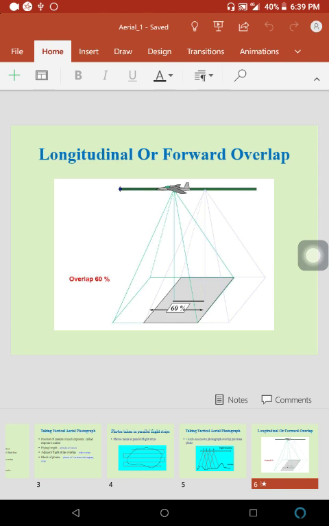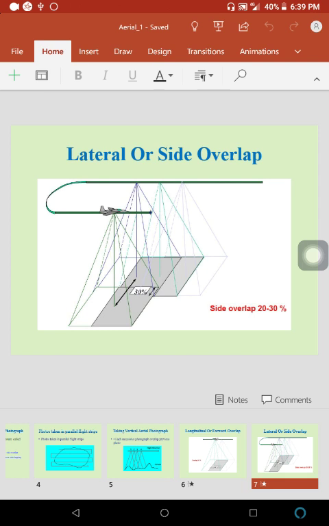The overlap of the photograph in the direction of the flight line is called longitudinal overlap or forward overlap, or you may call it simply overlap. So the percentage of the overlap in the direction of the flight, that is the longitudinal overlap, is about 55 to 65%. Then the percentage of the overlap in the direction perpendicular to the flight line is about 20 to 30%, or it may be taken as 15 to 35%.